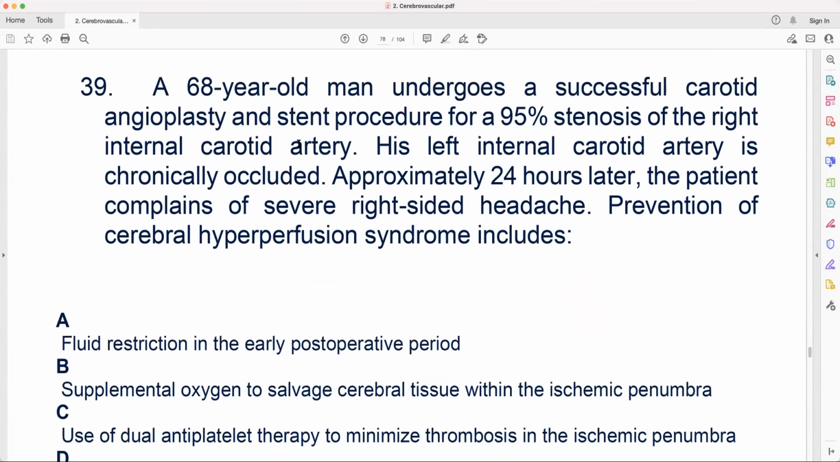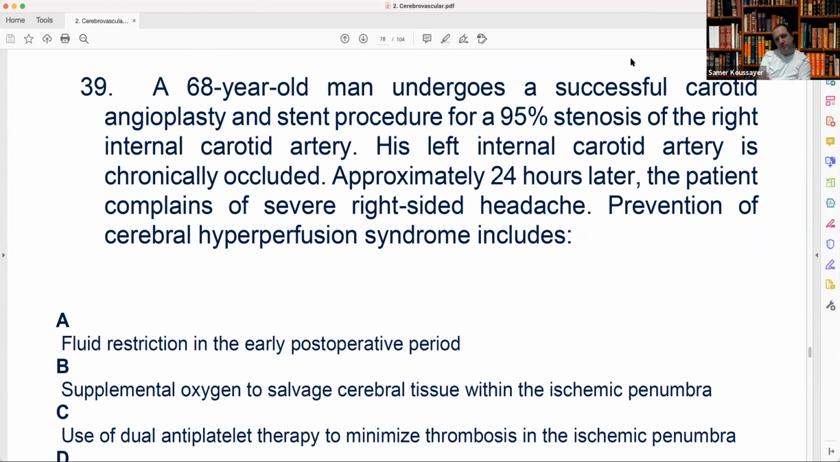A 68-year-old man undergoes a successful carotid angioplasty and stent procedure for a 95% stenosis of the right internal carotid artery. His left internal carotid artery is chronically occluded. Approximately 24 hours later, the patient complains of severe right-sided headache.